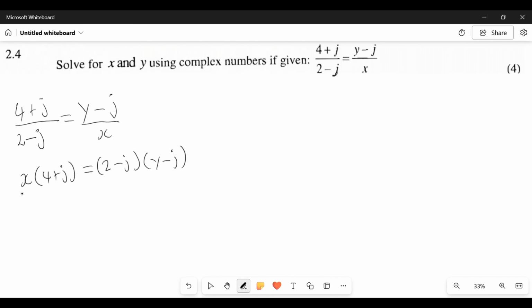Now on the left hand side we're gonna remove the bracket by multiplying x there, so we're gonna have 4x plus xj. There we go. And then on the right hand side, unfortunately, we have to do the FOIL. So 2 multiplied by y, we're going to have 2y. 2 multiplied by negative j, we're going to have negative 2j. Negative j multiplied by y, we're going to have negative yj. And then negative j multiplied by j, we're going to have positive j squared.